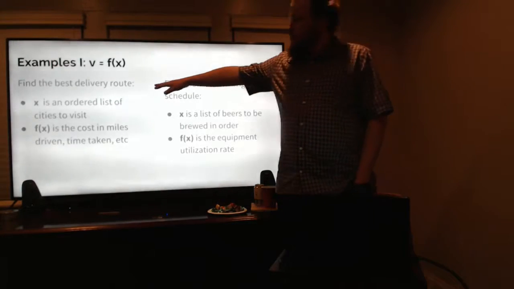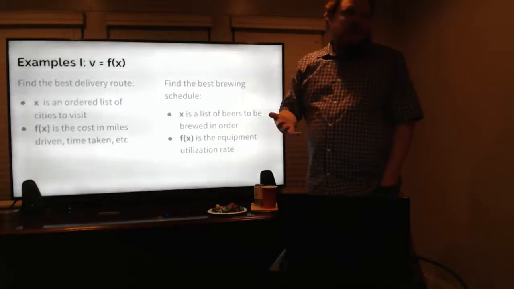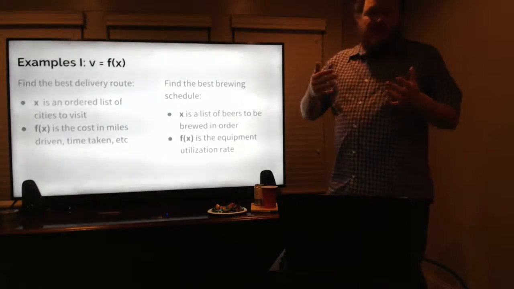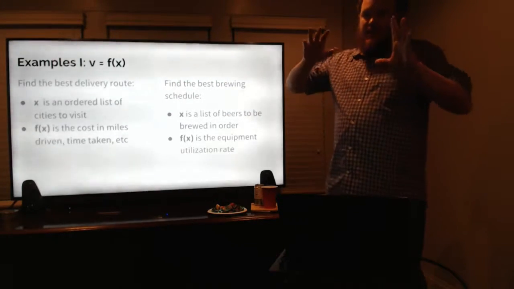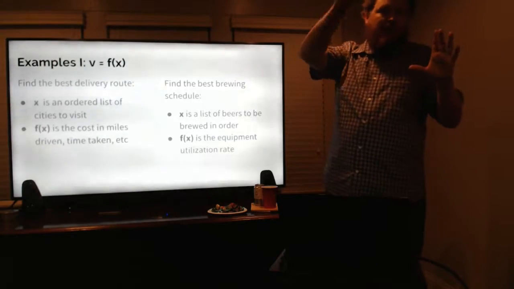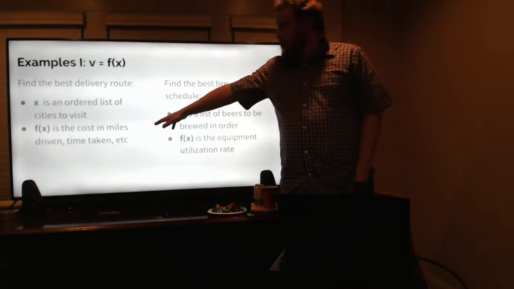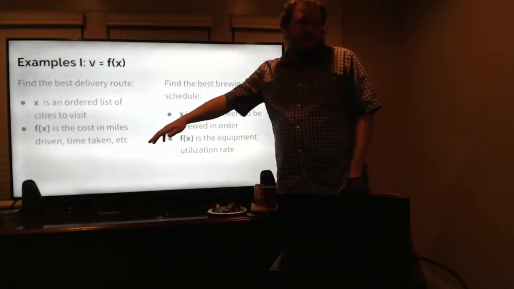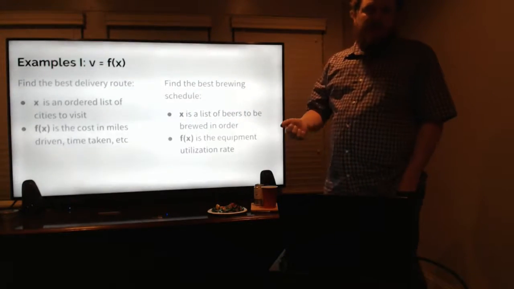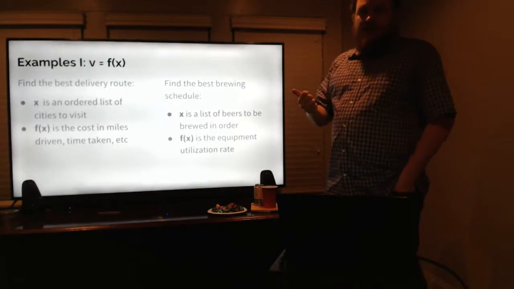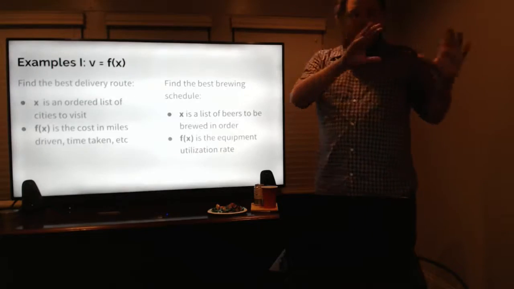So examples. One classic example is the traveling salesman problem, a best delivery route. Your X, the solution, is an ordered list of how I want to go through and visit all the cities I need to visit for my deliveries. And then your function, how good that solution is, could be the number of miles driven or the time taken, all sorts of variables like that. So for a given route, you know how good of a solution it is.